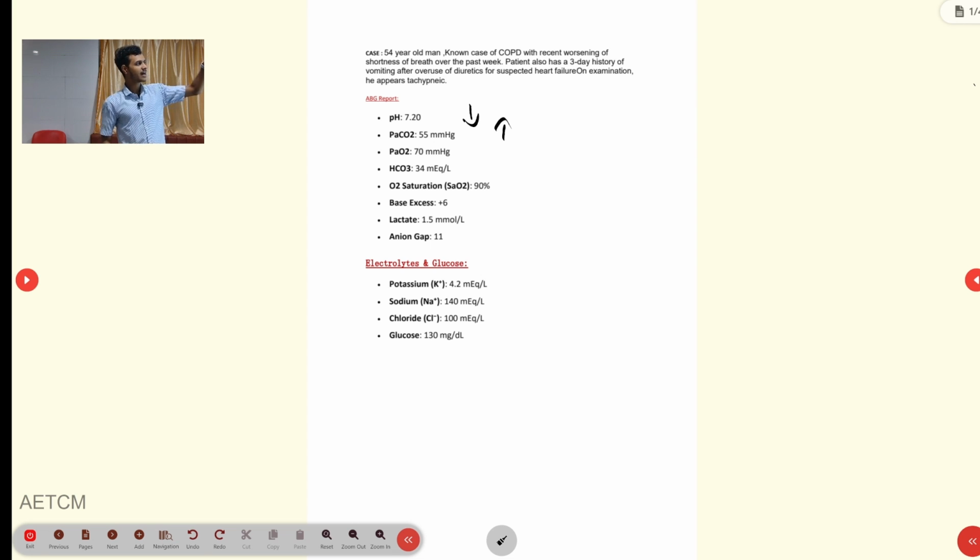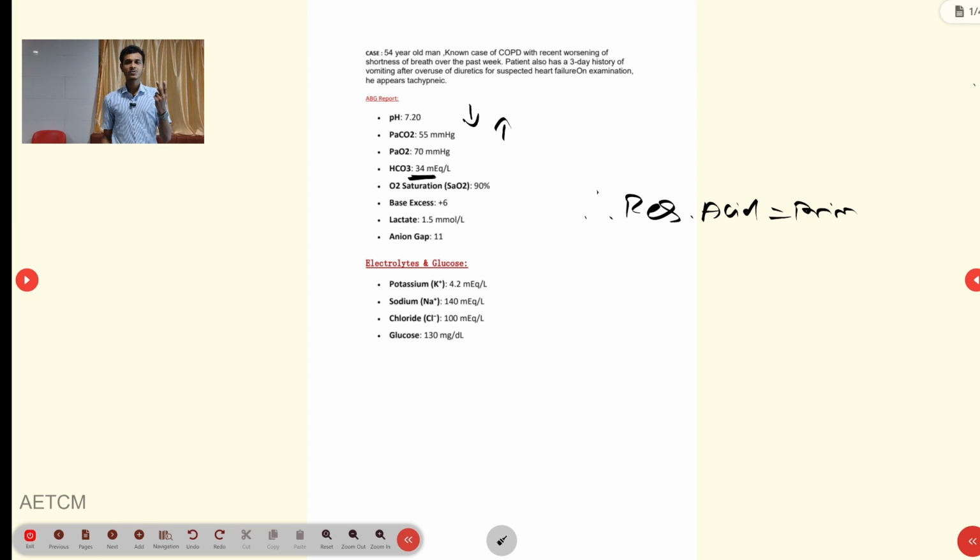Now you can check the other parameters also. HCO3 is 34. Normally it will be 22 to 28. So it is on the higher side anyway, but the person is not in a metabolic acidosis condition. So we have cleared our mind. Clearly it is stating the person is in respiratory acidosis. The primary condition is respiratory acidosis. That is the first step.